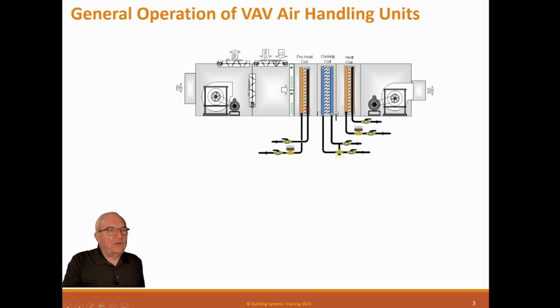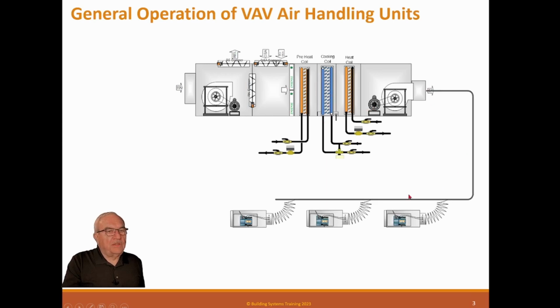So this is a 3-coil system, which has basically a cooling coil, a heating coil, and a preheat coil. To be VAV, it doesn't require that. It can be any number. It can be cooling only. It can be all kinds of different coils. And it has a duct system that goes down throughout the space. And in the space are VAV boxes, and these boxes, of course, make the system what it is, VAV.